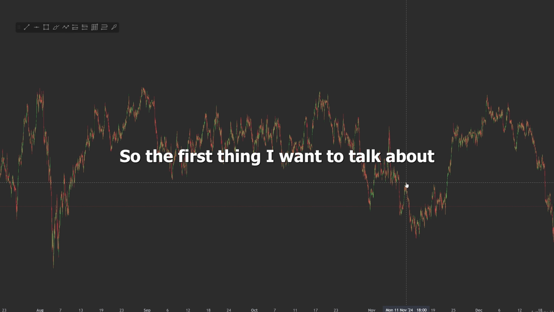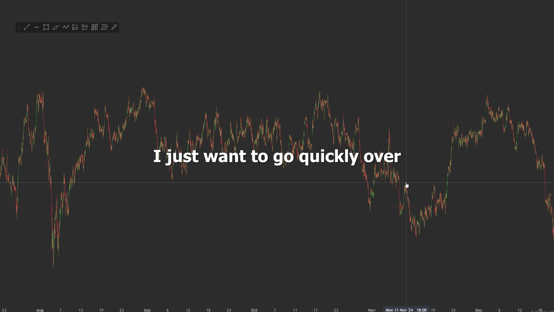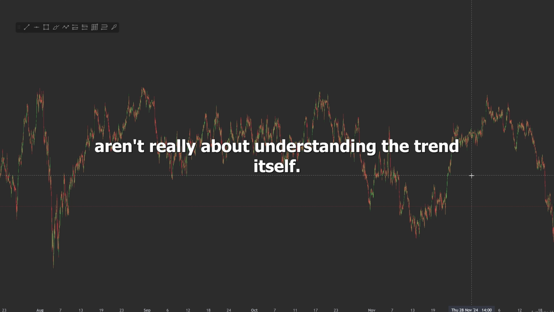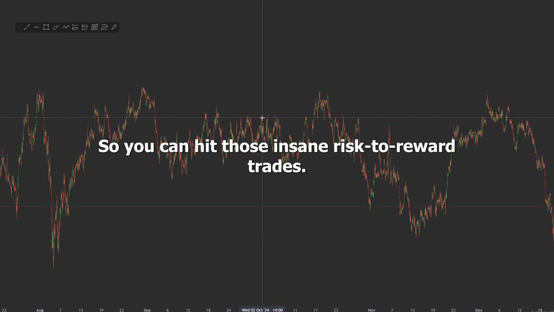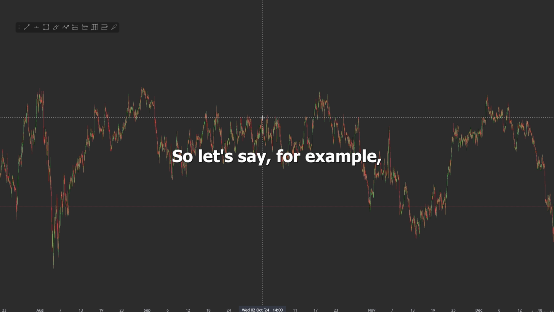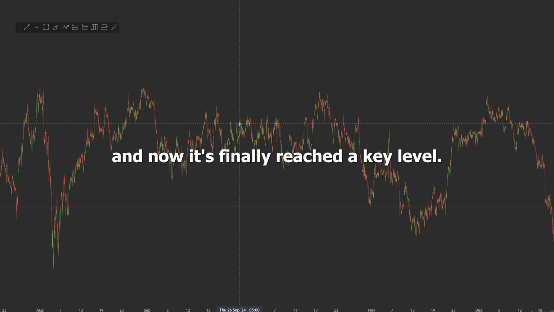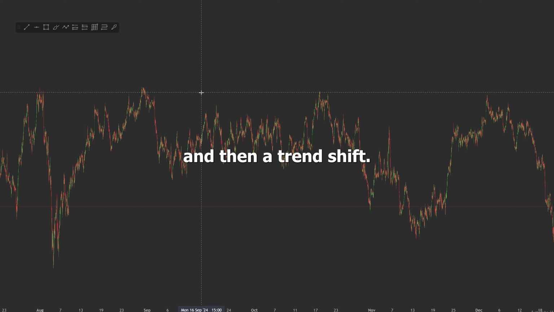So the first thing I want to talk about is key levels. But before I start explaining what they are, I just want to go quickly over why they're useful. Key levels aren't really about understanding the trend itself. It's about looking for potential trend shifts so you can hit those insane risk to reward trades. So let's say the market has been going very bullish for a long time and now it's finally reached a key level. At that point, we can potentially see a reaction and then a trend shift.